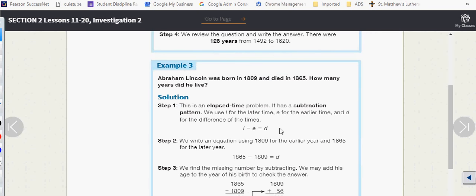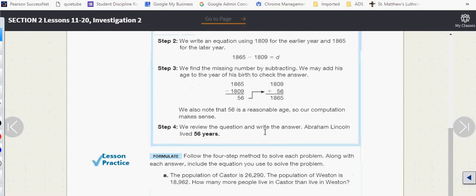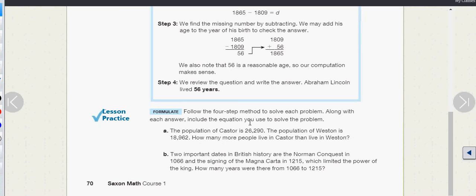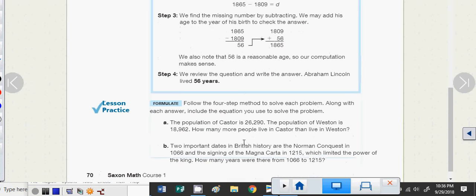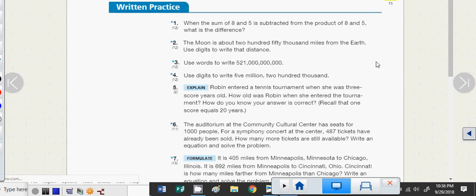Abraham Lincoln was born in 1809, died in 1865. How many years did he live? Again, instead of today's date, we use a date in his lifetime, to be exact, the last date in his lifetime, and we subtract his birthday to find how old he was at a given time. Follow our four-step method where we identify the pattern, write our equation, which means a statement with operation and equal sign, solve, check, make sure it's reasonable. Why don't we pick letter A or B?